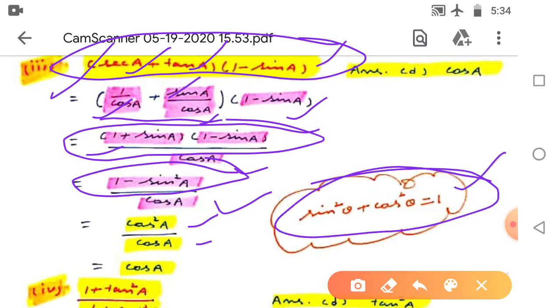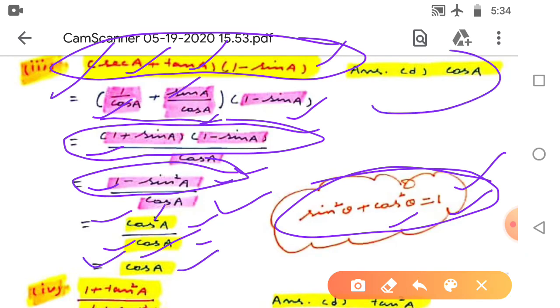So cos square theta is equal to 1 minus sine square theta. So here 1 minus sine square a is equal to cos square a. Cos square a upon cos a. This is cancelled with square, and we are left with cos a only, right? So the answer is D part, that is cos a.